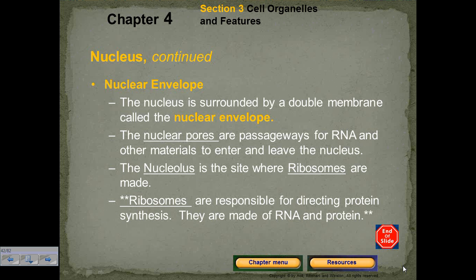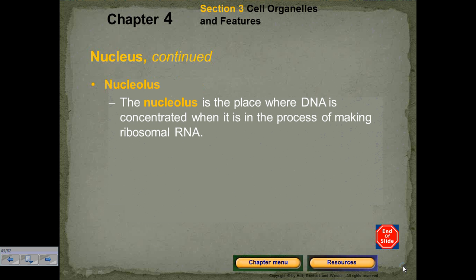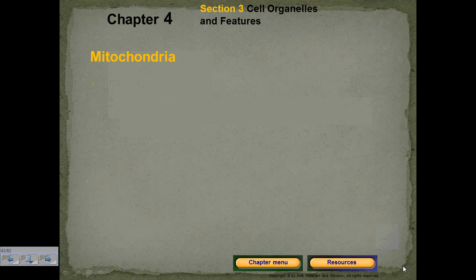And then ribosomes are later in the notes, but just in case you forgot, ribosomes, remember their job is to make protein. So that's what synthesis means, is to make. So they're responsible for directing protein synthesis. And ribosomes are made up of RNA and protein. Okay? So nucleolus, got that one. All right.